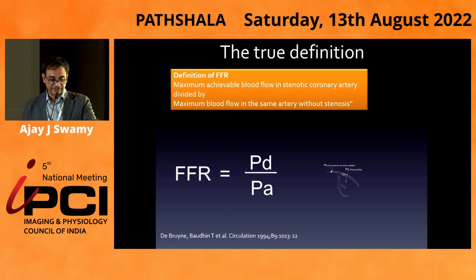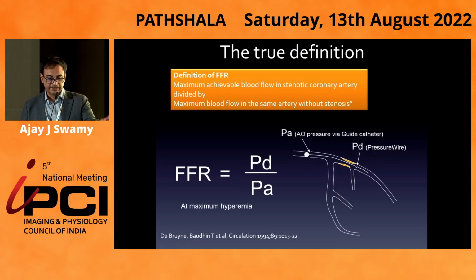The true definition, thus, is the maximum achievable flow in a stenotic vessel divided by the maximum flow in the same artery without stenosis at maximal hyperemia.